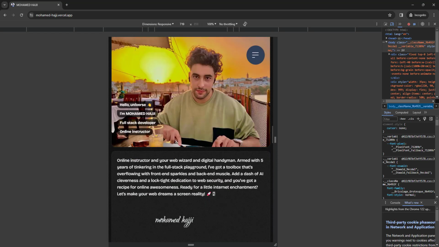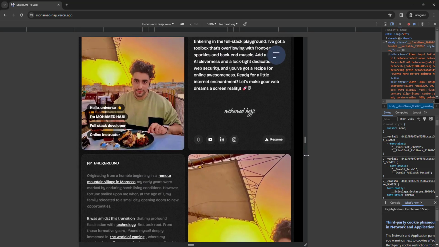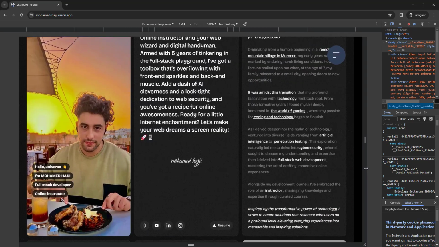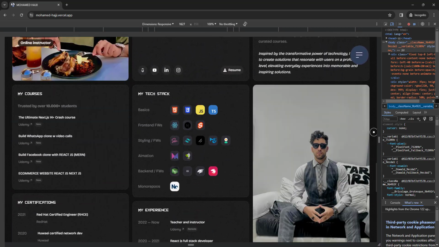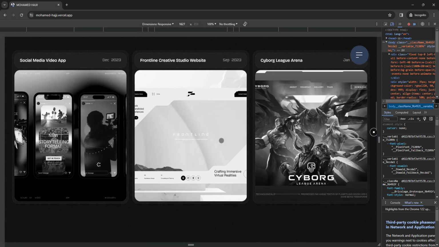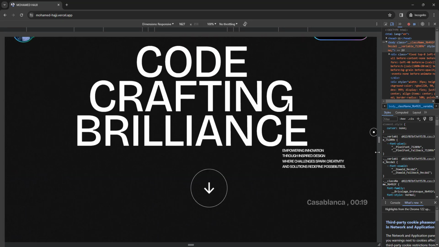Whether you're a seasoned developer looking to elevate your online presence or a newcomer eager to make your mark, your journey starts here. Are you ready to build a portfolio that makes waves? Take the first step and see you in the course.